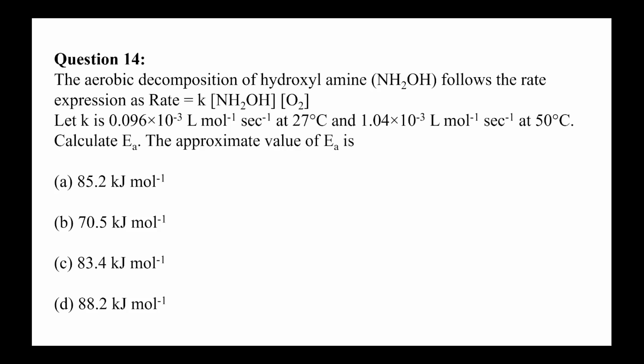So you have to calculate the approximate value of Ea, that is the activation energy. You have been given K1, K2, T1, T2. The value of R you have to take in kilojoule format, because the answer is given in kilojoule per mole. So you should know the value of R in different units, because it's the gas constant.